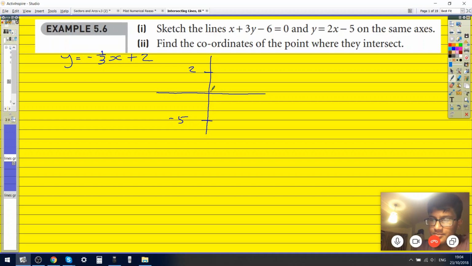Okay, so at the point of intersection, these two gradients will be the same, I think. The points will be the same. Yeah, okay, so do we differentiate or... No. You could say they're both equal to y. Yeah, okay. So then minus a third x plus 2 equals 2x minus 5. Yeah. Is that right?